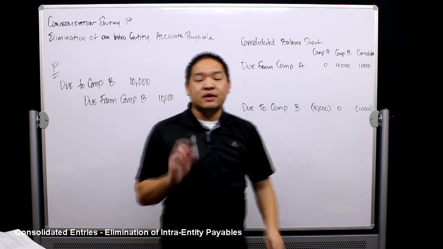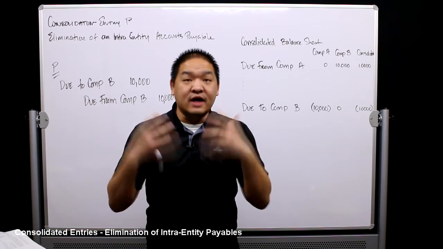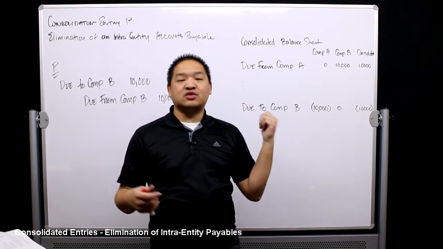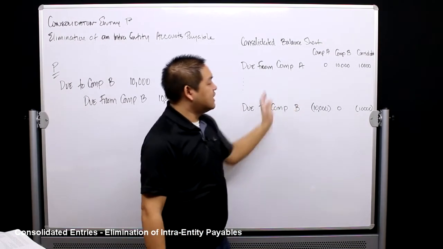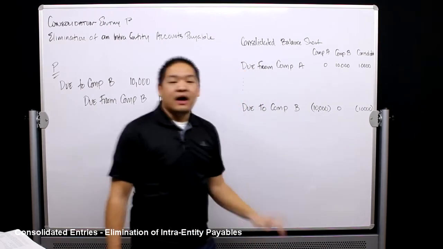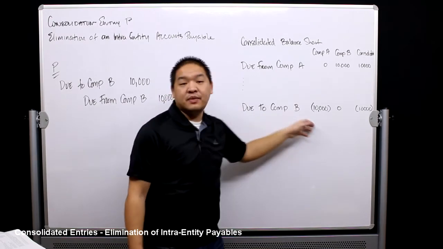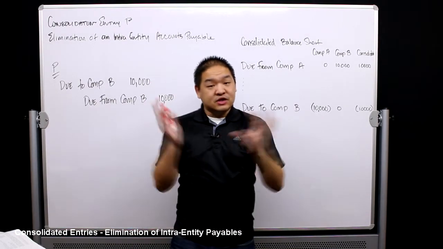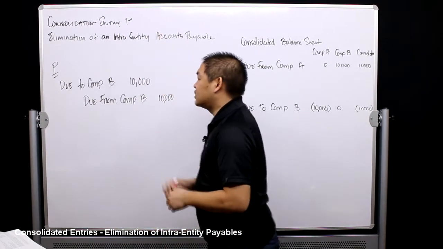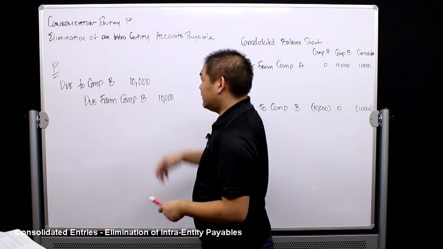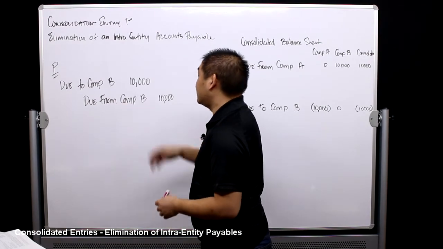Okay. Now remember, the third thing that we're going to do is eliminate intra-entity transactions. In this case, we're eliminating a liability and an asset. And so if we add straight across, we still get 10,000 there and 10,000 there. On a consolidated balance sheet, we're going to have to show due from company A, due to company B. When we're consolidating, though, on our consolidation worksheet, we're going to make consolidation entry P, and that is going to be a debit to due to company B for 10,000 and a credit to due from company A for 10,000.